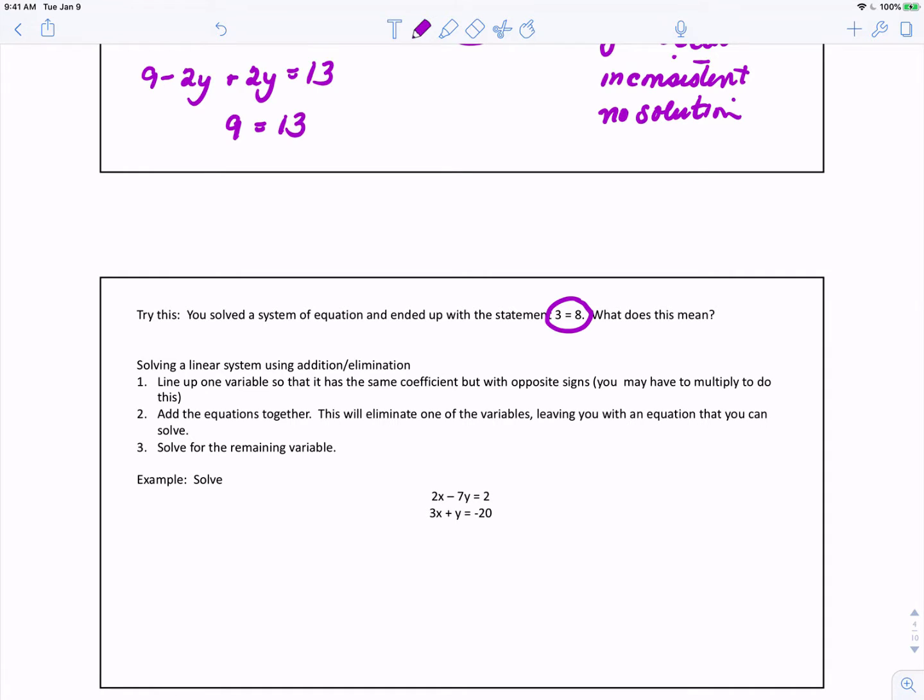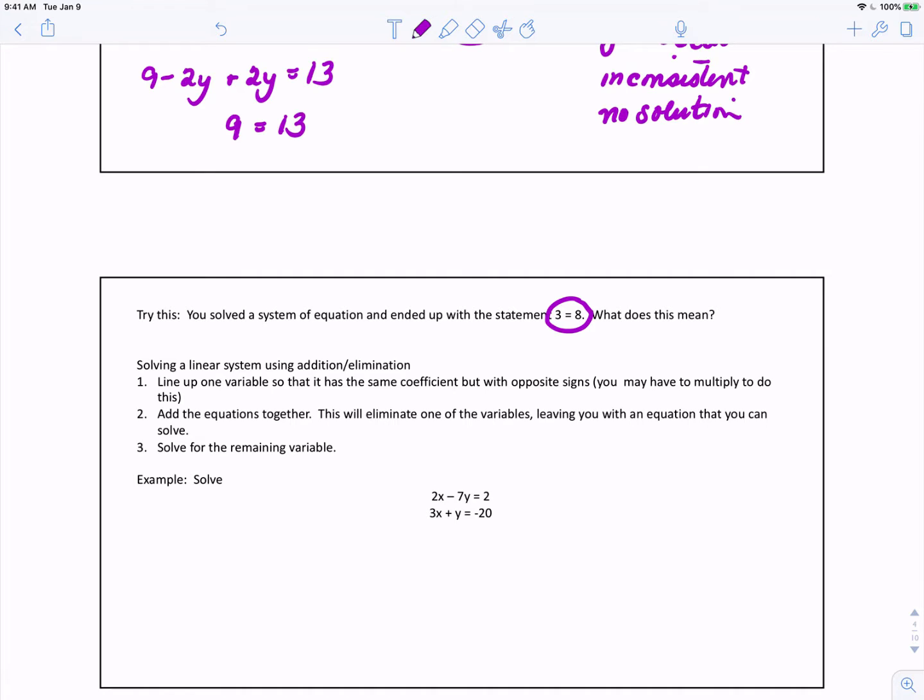Okay, so let's look at our last method for solving a system of equations, and that's the method of addition, or sometimes called elimination. In this method, you line up one of the variables, either x or y, so that it has the same coefficient but with opposite signs, and you may need to multiply to do this. You add the equations together. This will eliminate one of the variables. That's why this technique is sometimes called addition, sometimes called elimination. It leaves you with an equation that you can solve, and then finally you solve for the remaining variable.